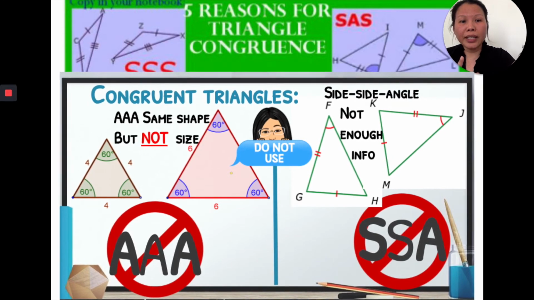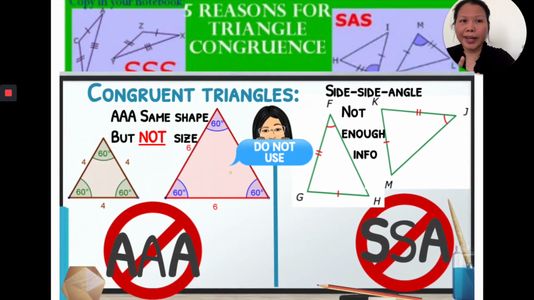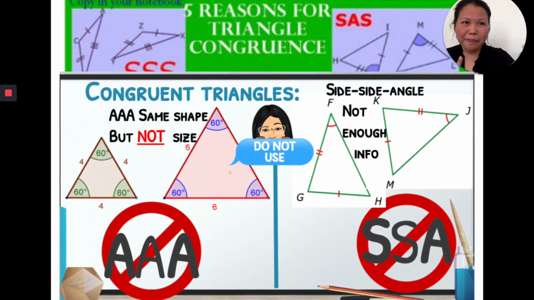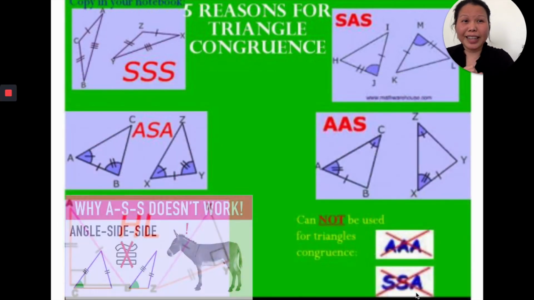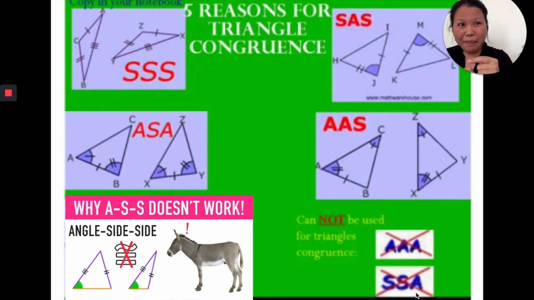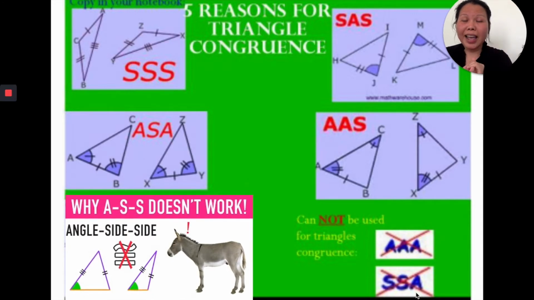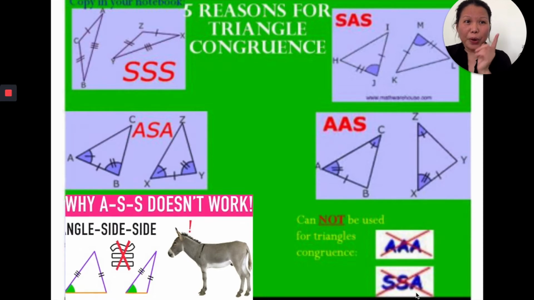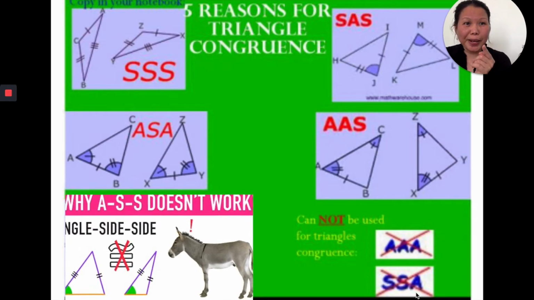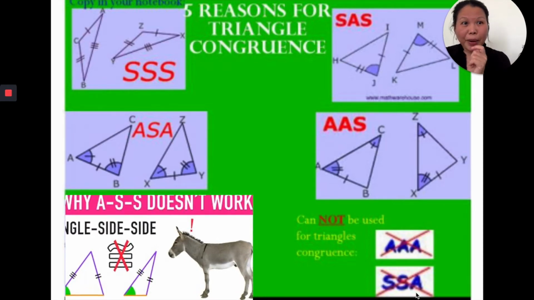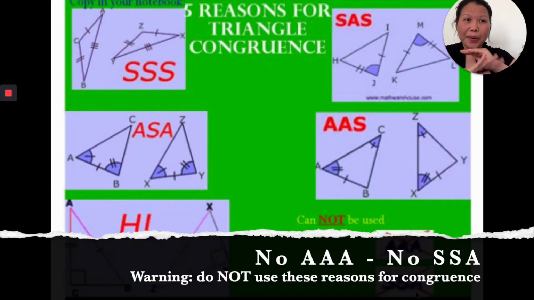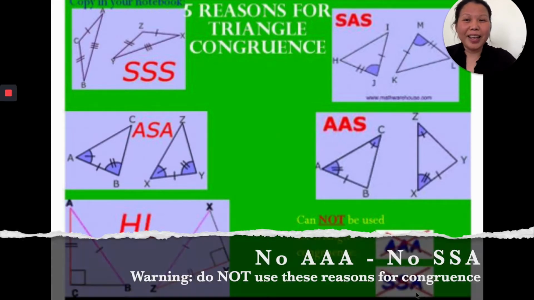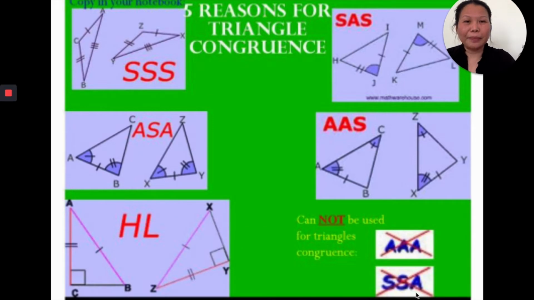The next one is side, side angle, and I know it spells something bad when you spell it backwards. It is bad when you spell it backwards, so don't do that. And that is also maybe one of the tricks you can use to remember. Don't use that reason because when you write it the other way, it's bad. So never use it in your triangle congruence.